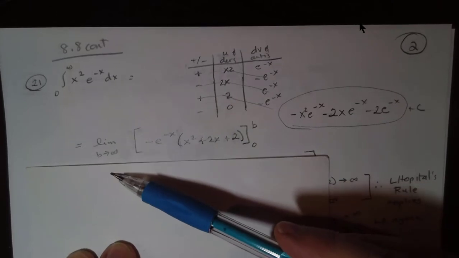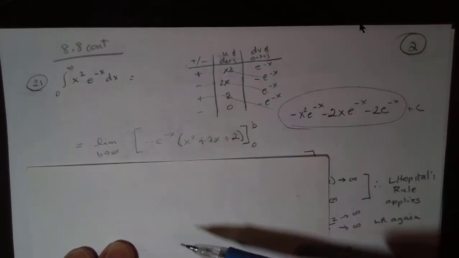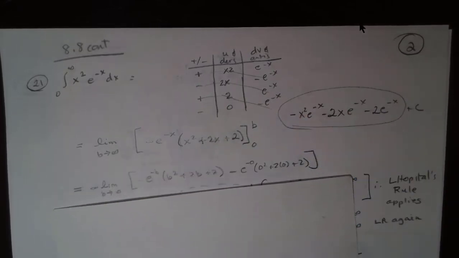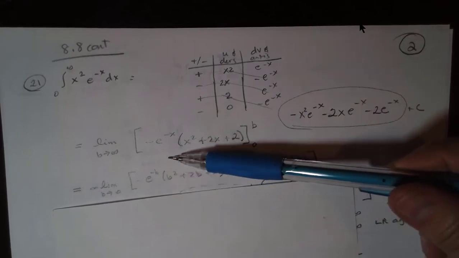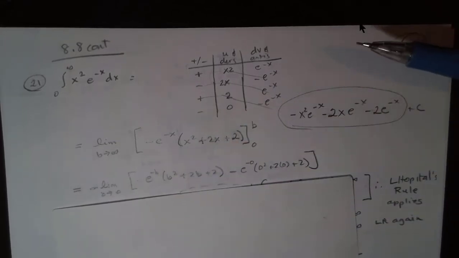The limit as b goes to infinity of negative e to the negative x times the quantity x squared plus 2x plus 2 from 0 to b. Substitute b. Substitute 0.